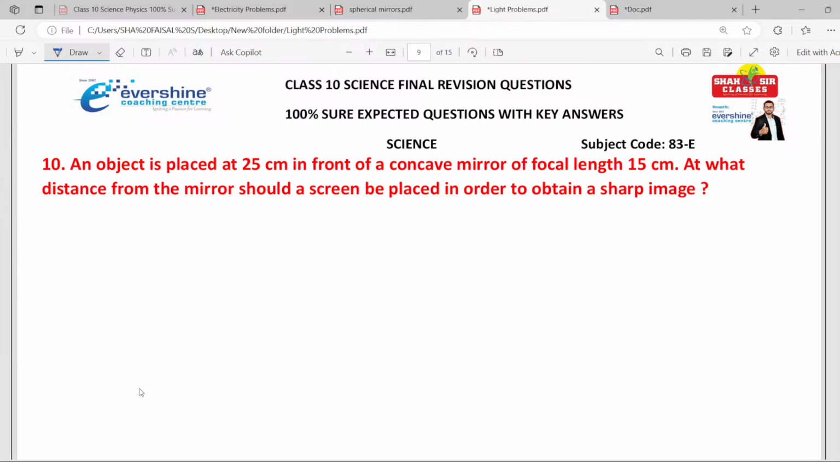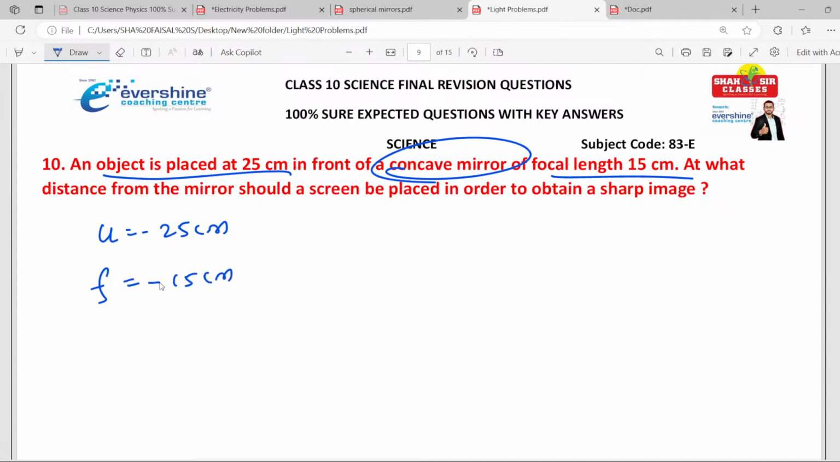Simple problem only, children. Similar to what we have done till now. Nothing else. I think you can do this. What is the object distance? U is 25 centimeter. Always U should be negative. Which mirror? Concave mirror, so we use the mirror formula. What is the focal length? 15 centimeter. As it is a concave mirror, we should take it negative.